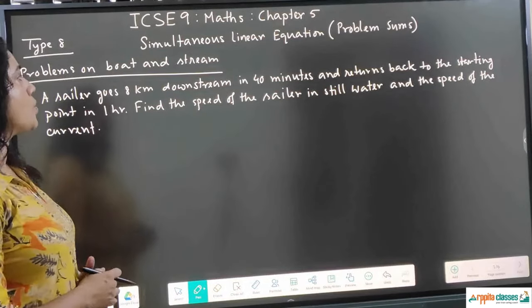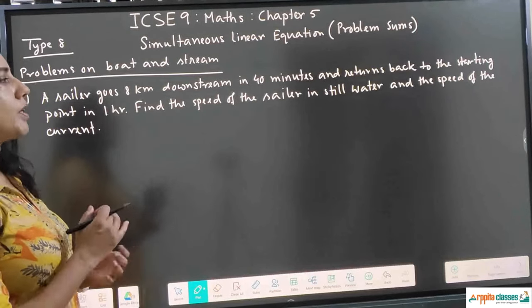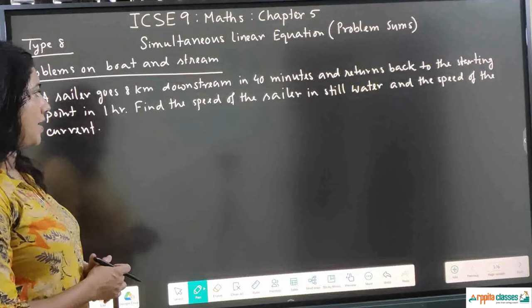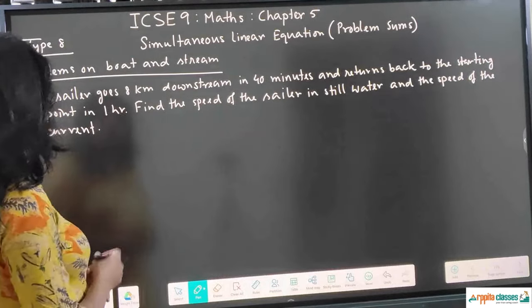A sailor goes 8 km downstream in 40 minutes and returns back to the starting point in 1 hour. Find the speed of the sailor in still water and the speed of the current.